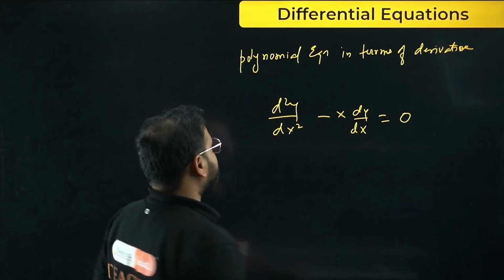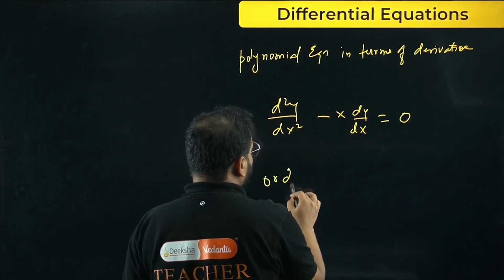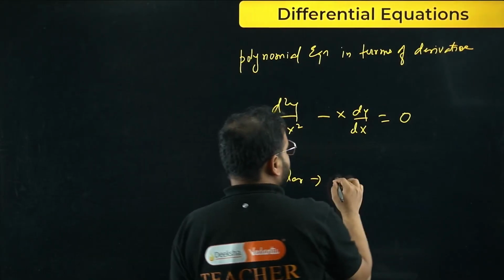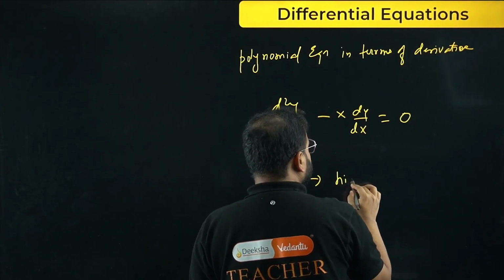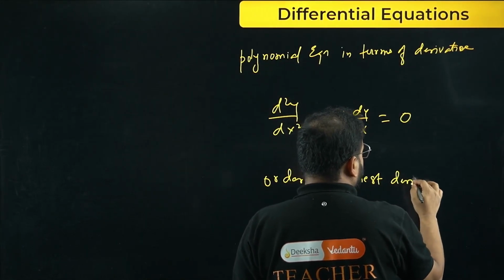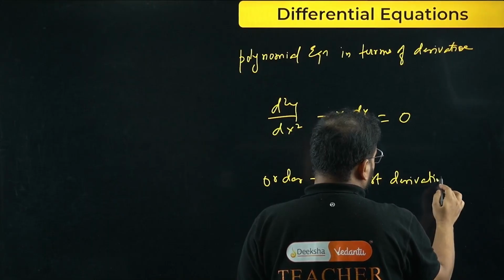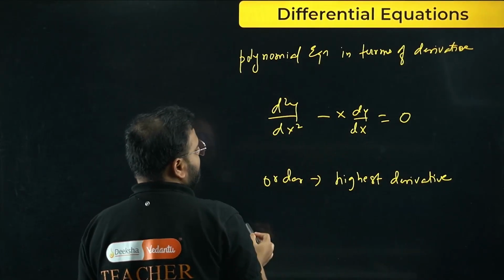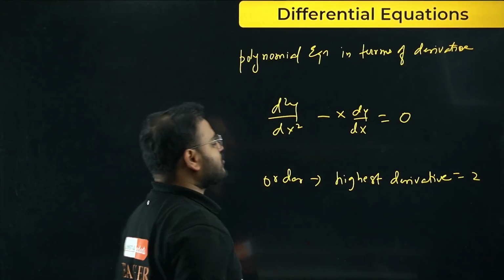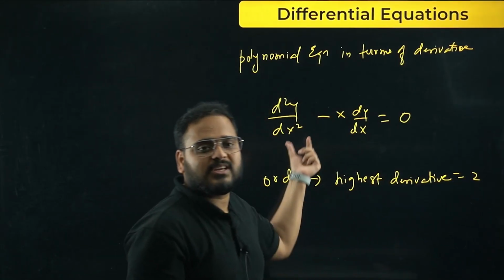What is order here? Your order will be the highest derivative. Highest derivative is called your order. So in this case, you'll have this as 2. Please check, we have a second derivative, no? That's why it's called 2. Order of this given equation is 2.